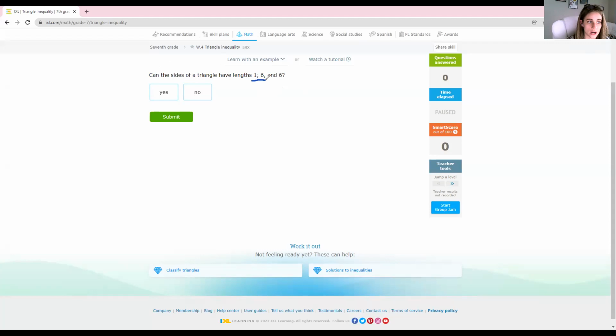First, let's just add our first 2 together. So 1 plus 6 has to be greater than 6. Well, 1 plus 6 is 7. That one checks out. Now, let's do the second and third one. So 6 and 6. 6 plus 6 has to be greater than the other one, which is 1. 6 plus 6 is 12. 12 is greater than 1. That also checks out.